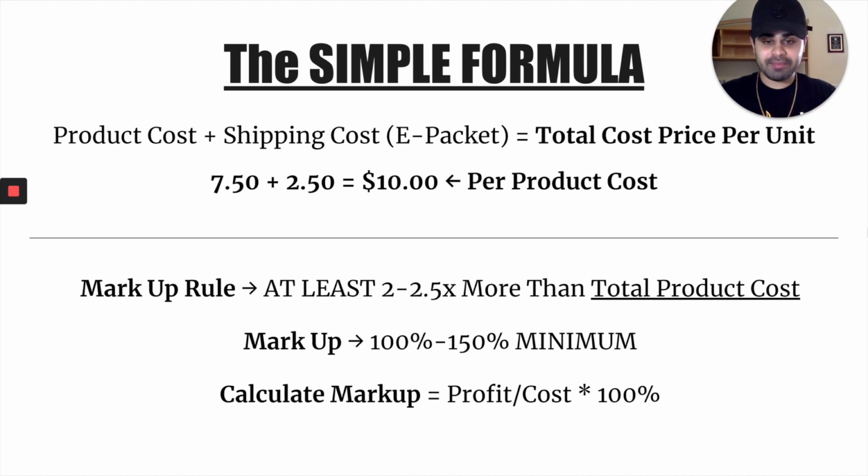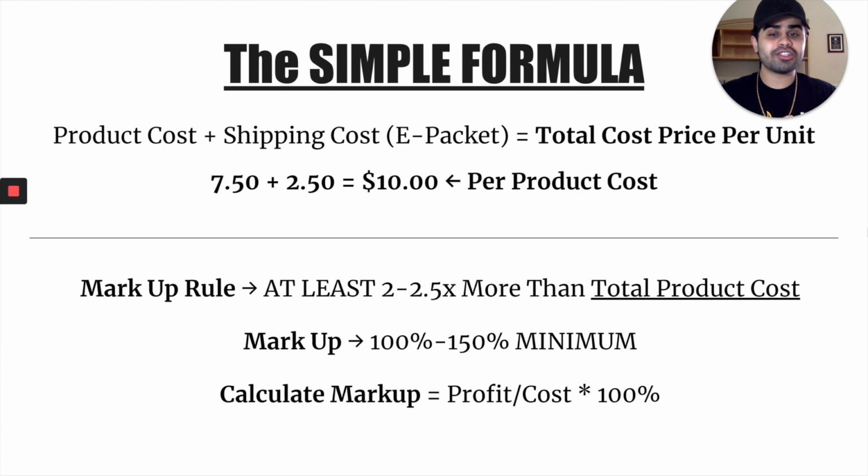You're going to have ad spend, and you're going to have transactional fees as well. So you want to be able to sell an individual product, doesn't matter what it is, at least 2 to 2.5x more than the total product cost or the per product cost per unit. So in that case, you want the markup to be at least 100 to 150% minimum.